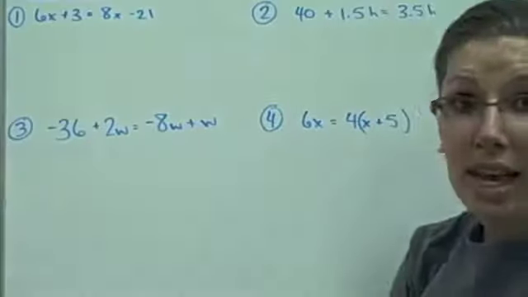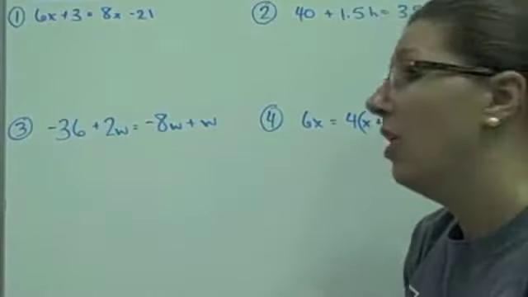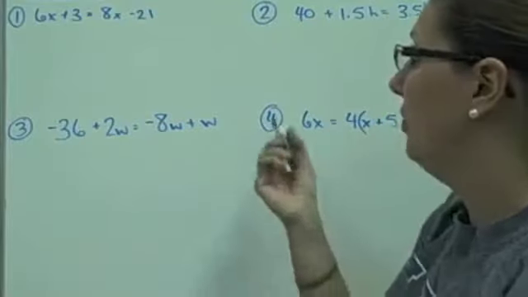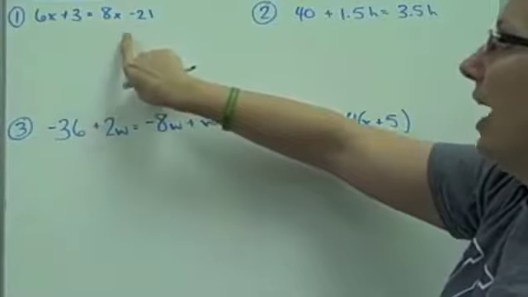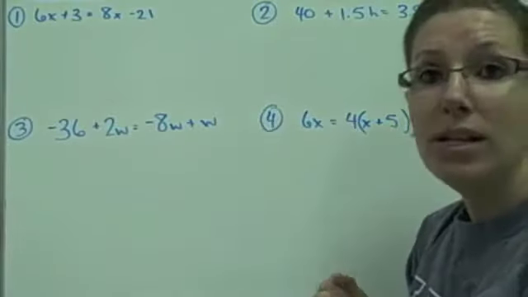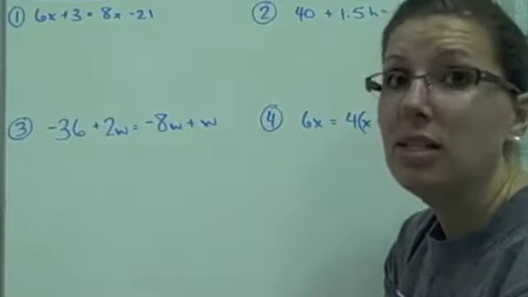Now let's do some problems together. In these problems, we have variables on both sides, so we'll just have to work it out. All right, number one, 6x plus 3 equals 8x minus 21. The goal is to get all the x's on one side and all the numbers, constants, on the other.